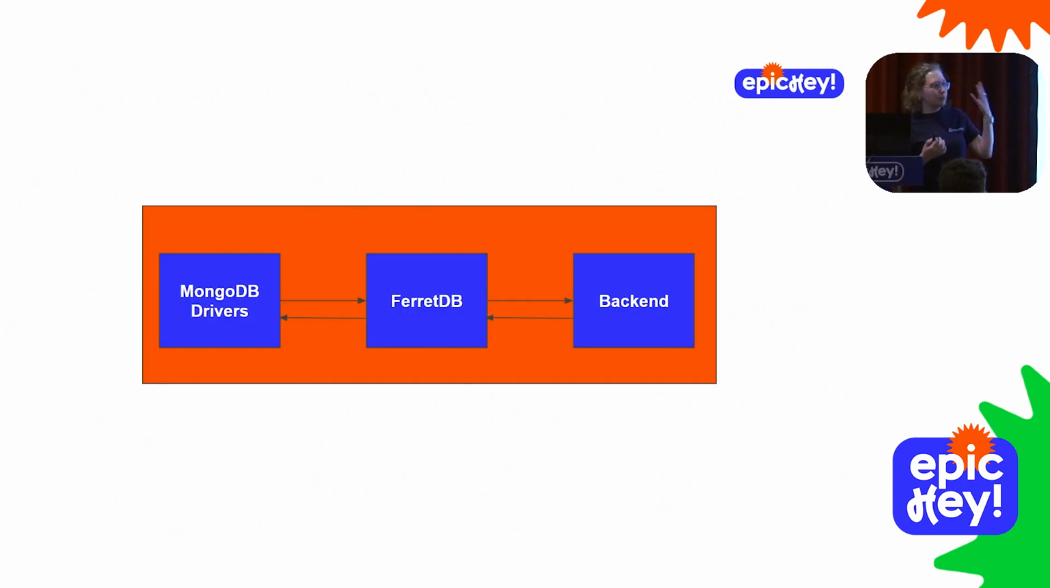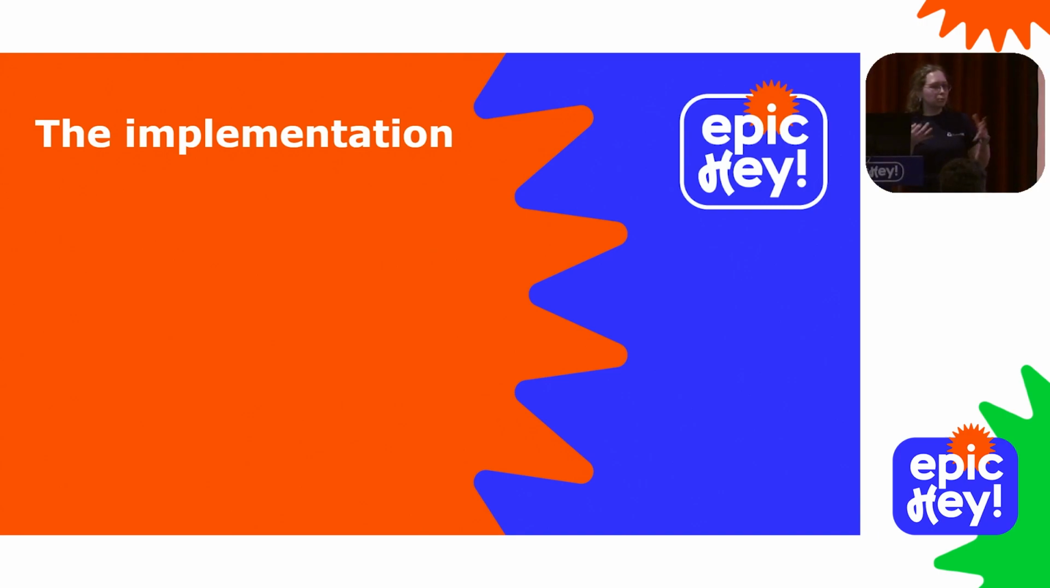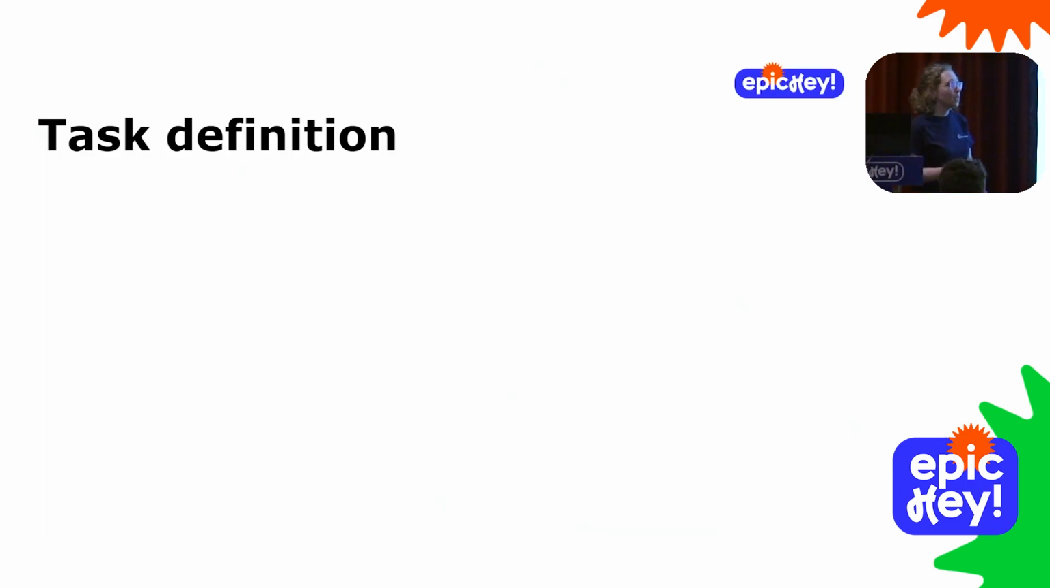We can actually picture it as such a diagram. We have MongoDB drivers on the left. We have some data storage on the right, like a backend. And we can have FerretDB between them as a stateless proxy that can translate MongoDB queries to backend queries, and that can return the data back. OK, now we have an idea. Let's talk about task definition and implementation. What do we actually need to do to implement such an approach?